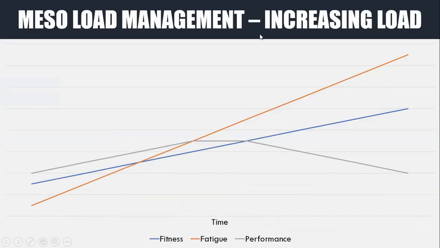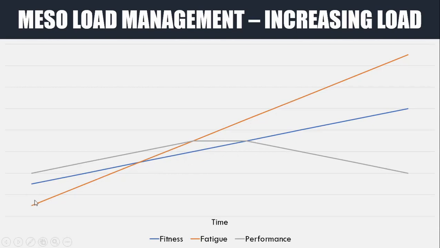When managing our training load throughout the mesocycle or in the intermediate term, we can either increase our training load or we can also decrease our training load. So in this graph here, we have fitness, fatigue, and performance over time, assuming that training load is increasing over this time. So as our training load increases, our fitness slowly increases with our training load because we're doing more, we're getting more adaptation. However, our fatigue also increases and at a faster rate than our fitness.